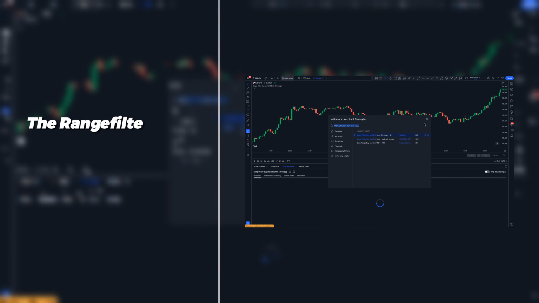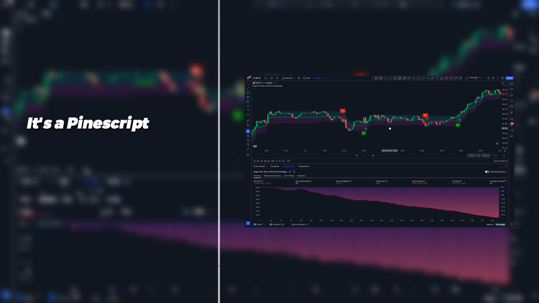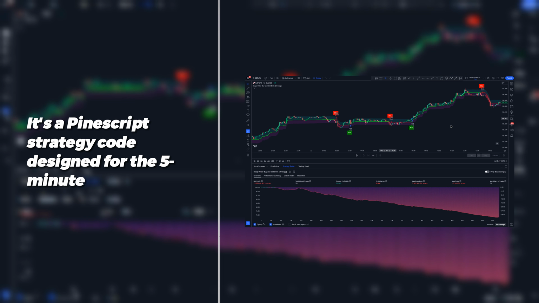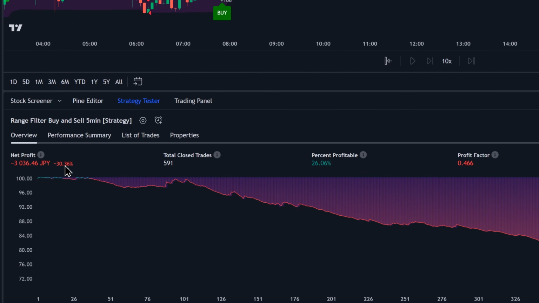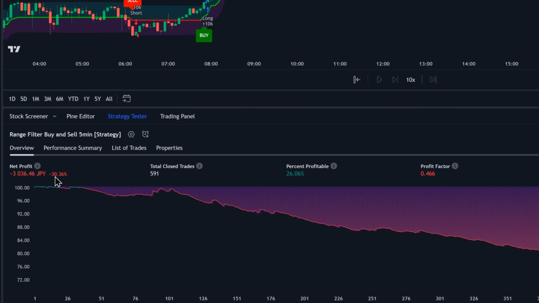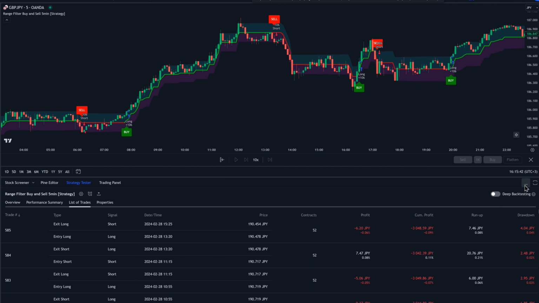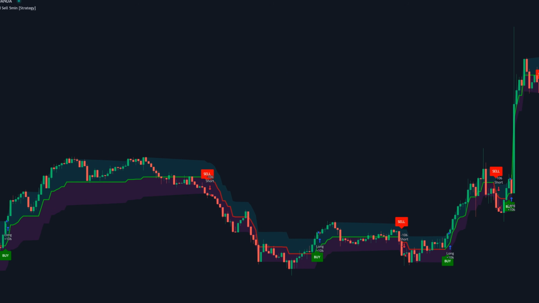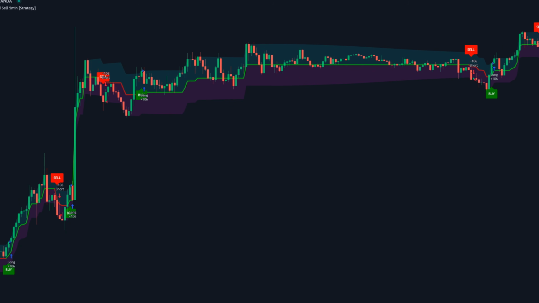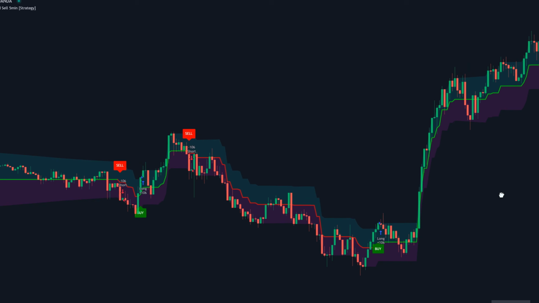So the range filter buy and sell indicator is actually not an indicator. It's a PineScript strategy code designed for the 5-minute time frame. You can see here the strategy tester says that this is actually a losing strategy, which means using this strategy on its own isn't going to make you any money. That is why we're going to combine it with other technical analysis tools to create a strategy that would be profitable instead of losing. To do that, we first of all want to go over this indicator's components.